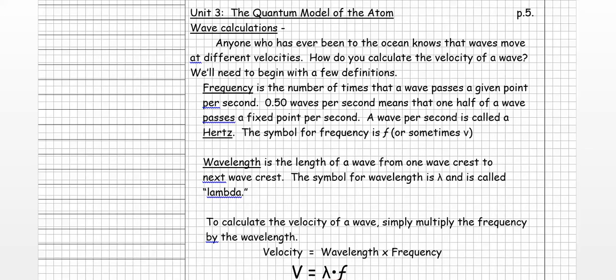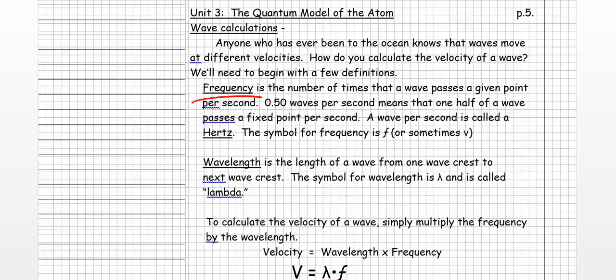Here we go. Anyone who's ever been to the ocean knows that waves move at different velocities. How do you calculate the velocity of a wave? Well, we'll need to begin with a few definitions. The first one we want to start with is frequency. Frequency is the number of times that a wave passes a given point per second.